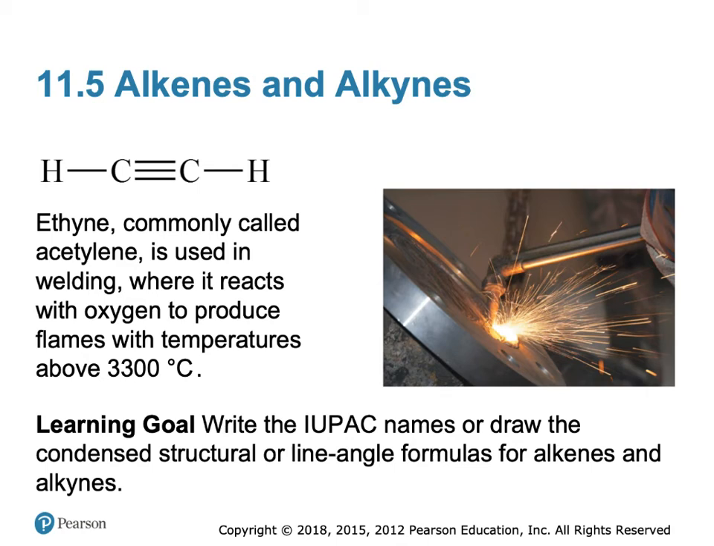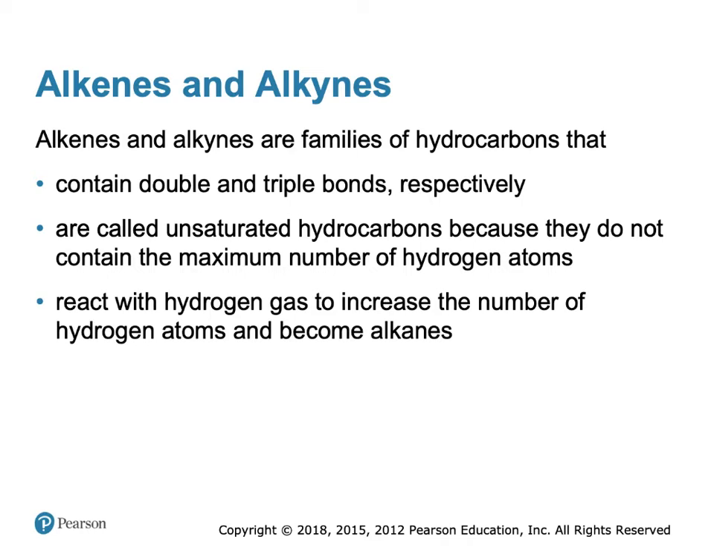In this section of the chapter, we're still going to be examining hydrocarbons, but now we are going to look at unsaturated hydrocarbons. Unsaturated hydrocarbons contain one or more carbon-carbon double bonds, triple bonds, or benzene-like rings. So alkenes specifically contain one or more carbon-carbon double bonds. An alkyne contains one or more carbon-carbon triple bonds.